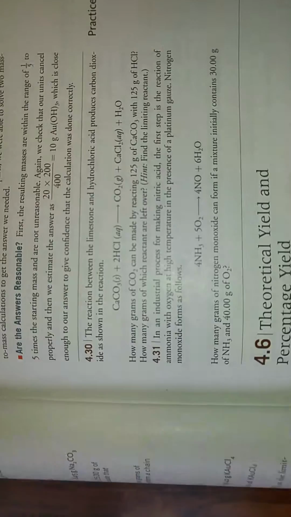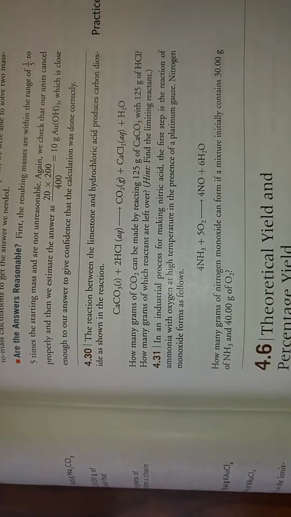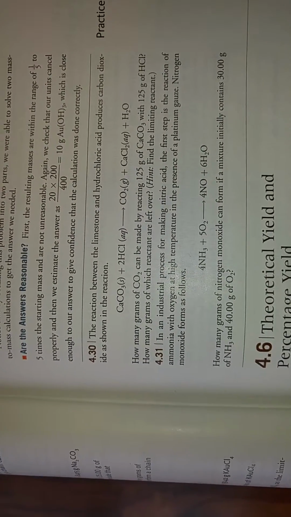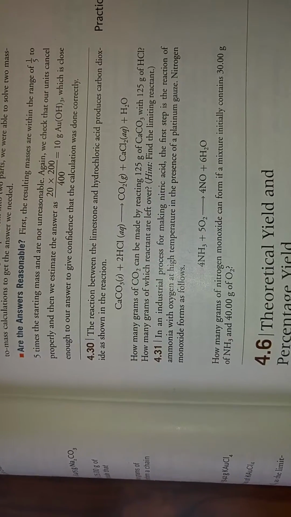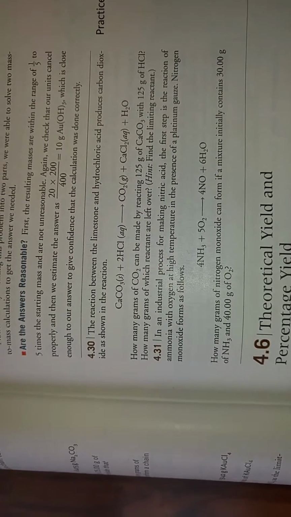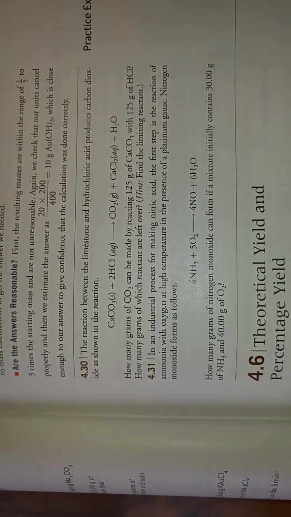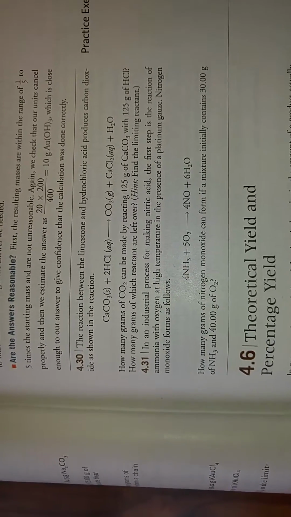Hi, my question here is in this reaction where you have calcium carbonate reacting with 2 moles of hydrochloric acid to produce carbon dioxide, calcium chloride, and water. The question is how many grams of carbon dioxide can be made by reacting 125 grams of calcium carbonate with 125 grams of hydrochloric acid.